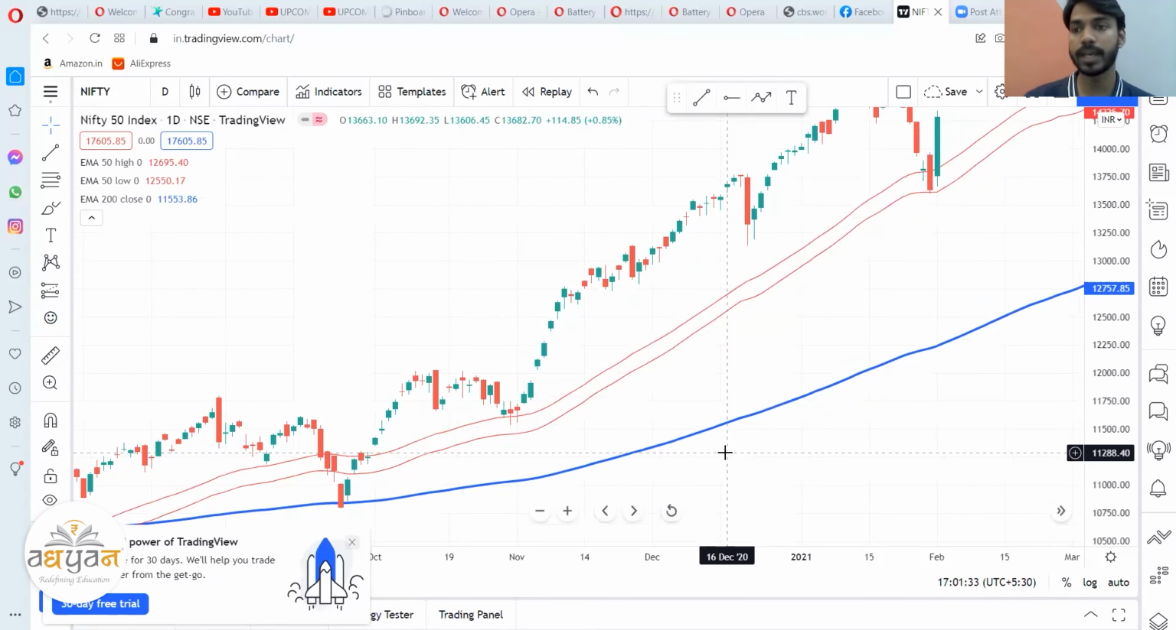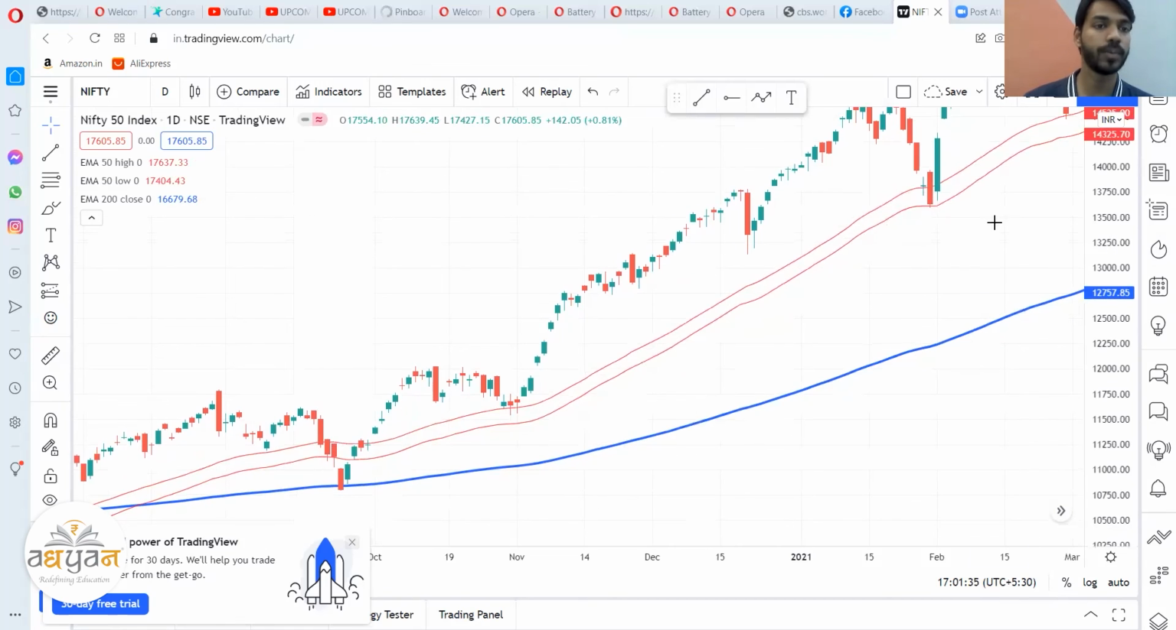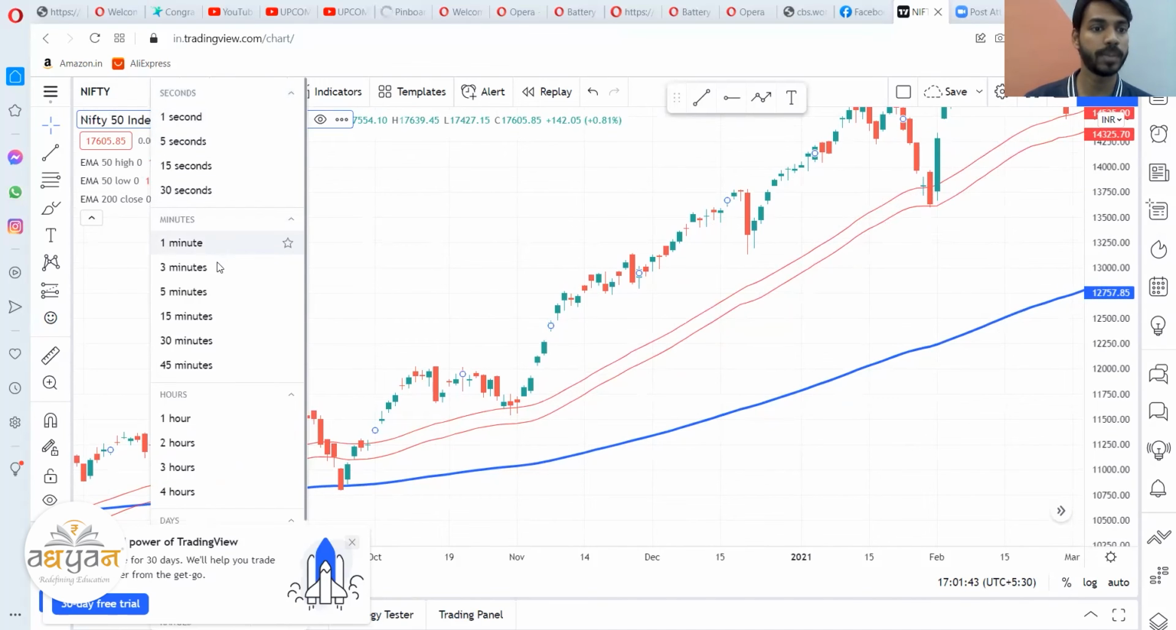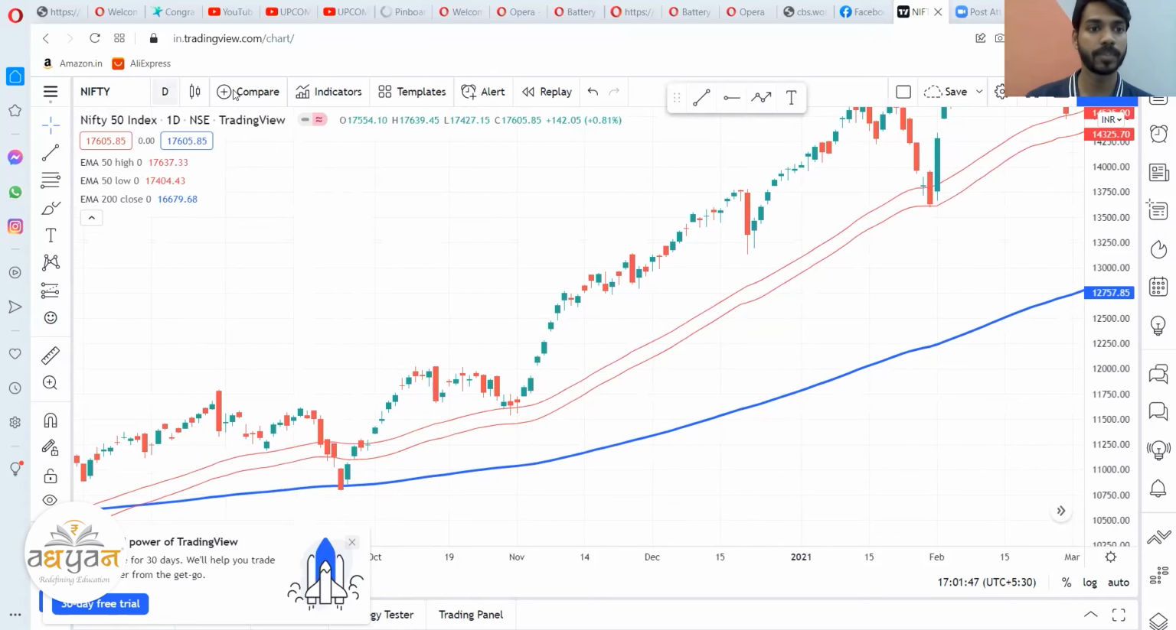So we will be looking at the Nifty chart with the 1 day time frame. If you want to change it to another time frame, you have 1 minute, 3 minutes, 5 minutes, 45 minutes, 1 hour. I'm using the 1 day time frame. The top red line is the 50 moving average high, the line below is the 50 moving average low, and the lower blue line is the 200 moving average close.